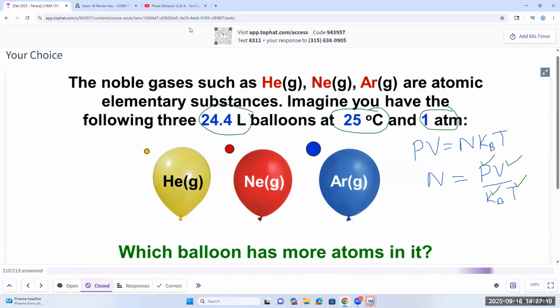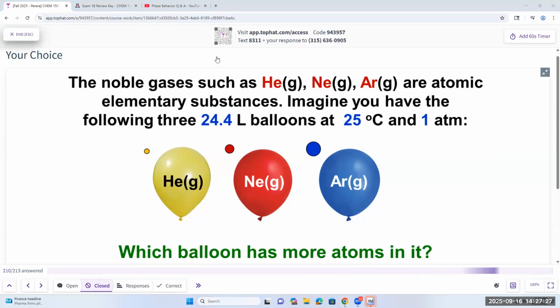Now, here's what we have done so far. If you can pay attention for a few minutes, please. We have to get the same number of particles of three substances here: helium, neon, and argon.